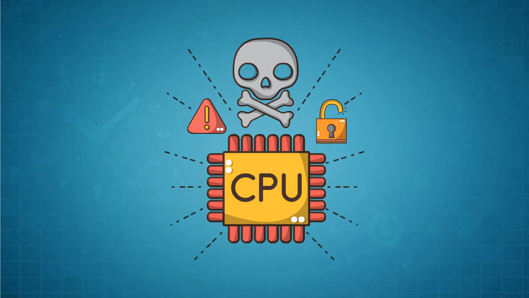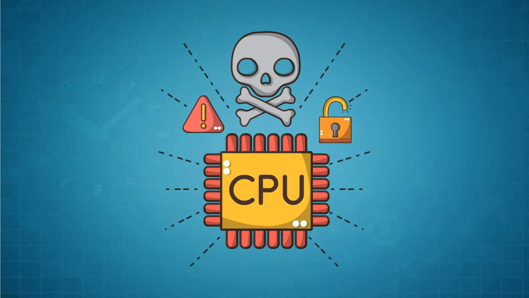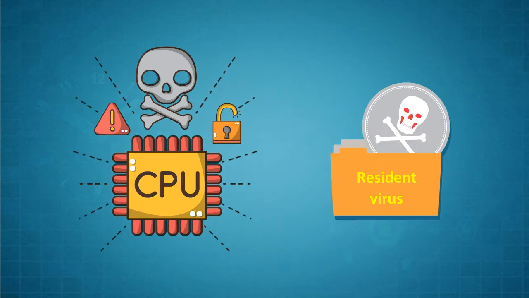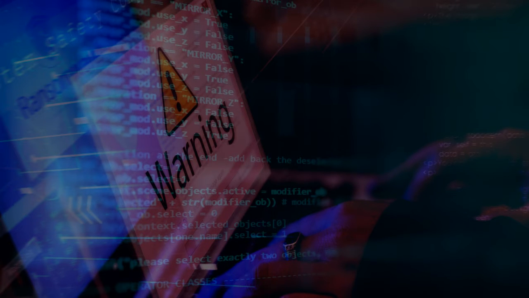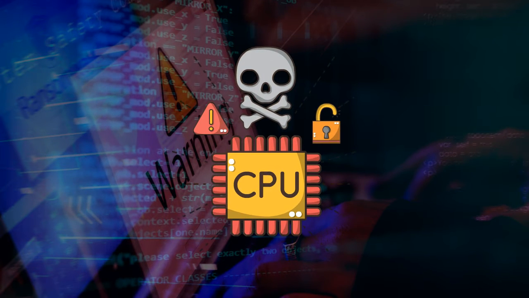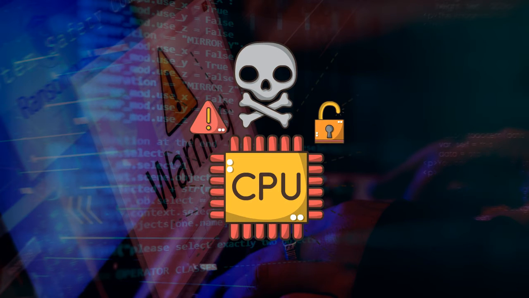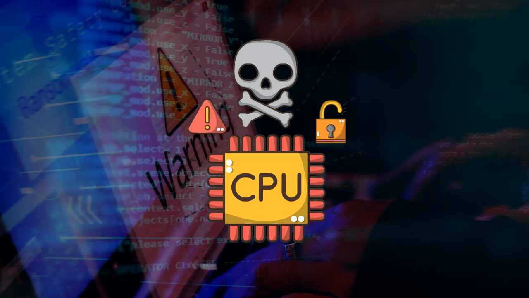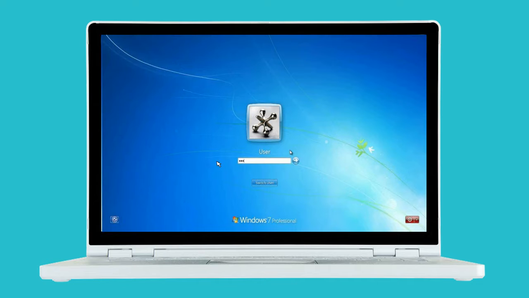A resident virus hides or loads itself into computer memory, which then allows it to infect any file that is run by the computer. It continues to run even after the infected file closes. Being loaded into memory, it does not need to be executed for it to infect other files. Rather, it activates whenever the operating system (OS) loads or operates a specific function.